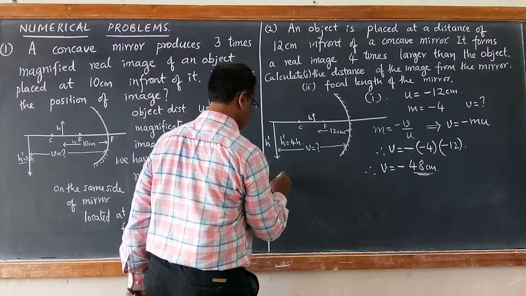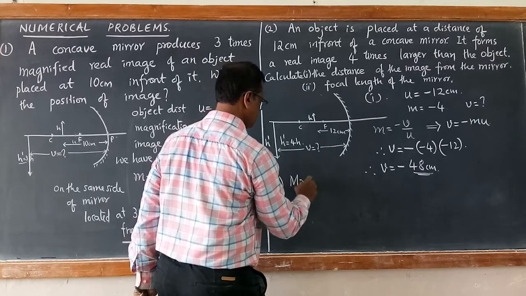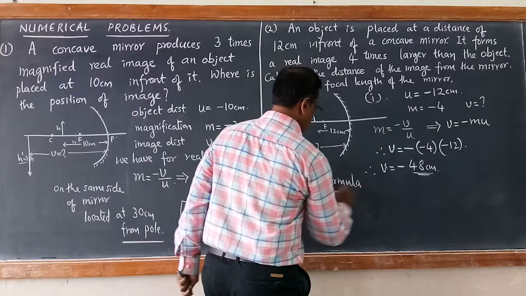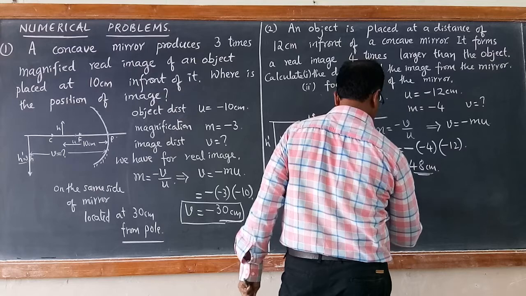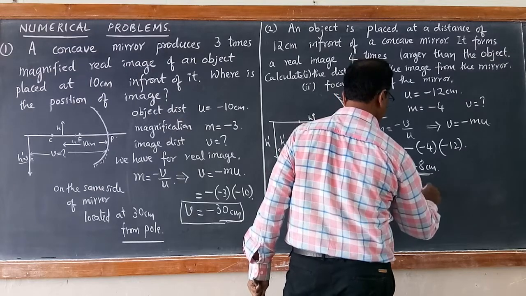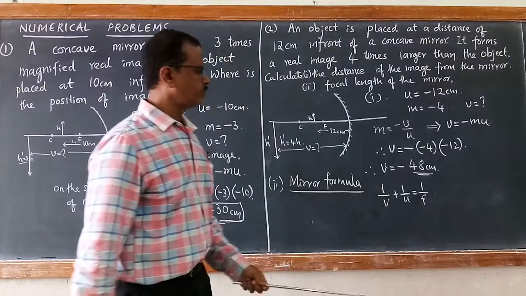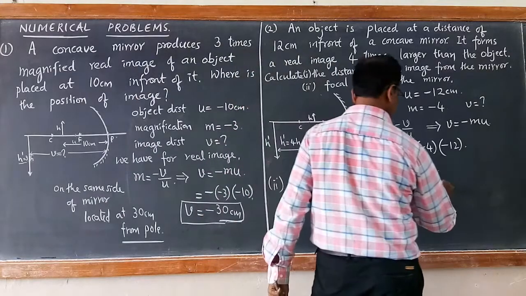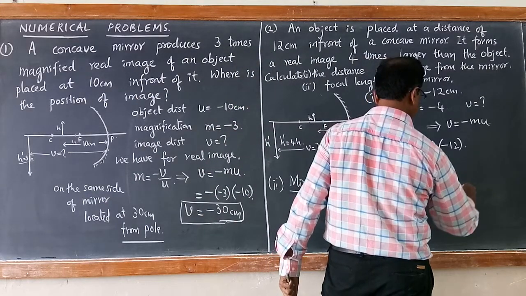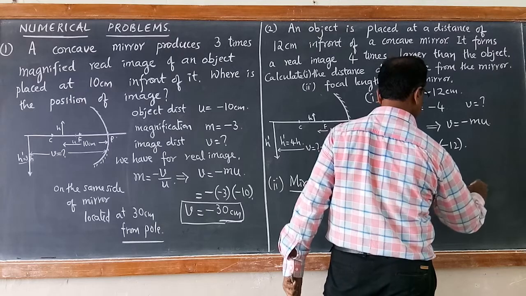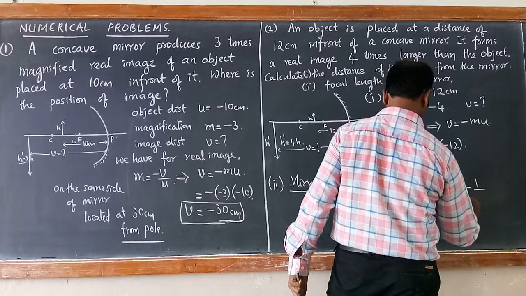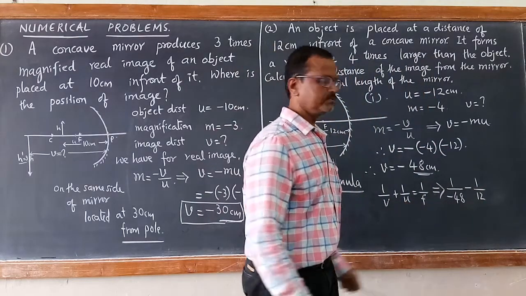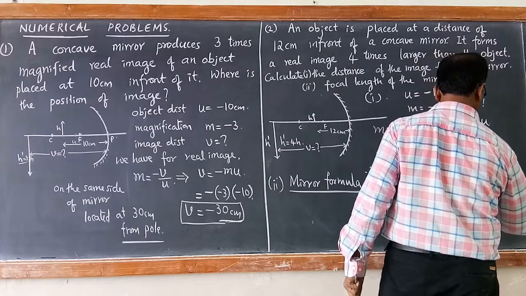Now calculate focal length. For calculation of focal length, we have to use the mirror formula. 1 by V plus 1 by U is equal to 1 by F. We got U, we got V, just substitute, you will get the value of F. This implies 1 by minus 48 plus 1 by minus 12. So plus into minus becomes minus. That's equal to 1 by F.